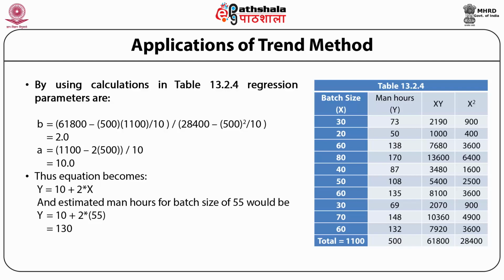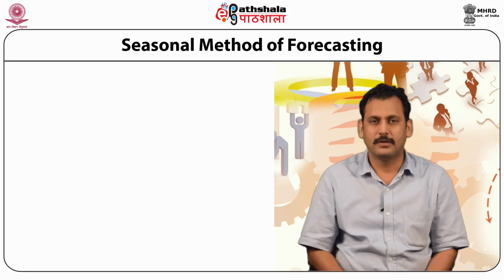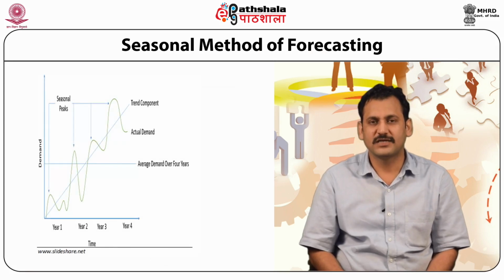In the above equation, x would be replaced by 55, which is the independent variable. So the estimated man hours for a 55 unit batch size would be 10 plus 2 into 55, and the answer would be 130 man hours. Now we will discuss the seasonal method of forecasting.